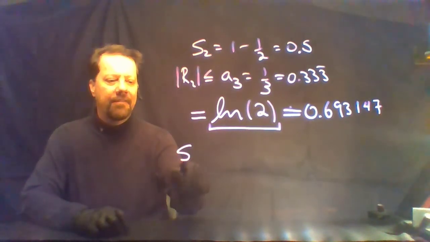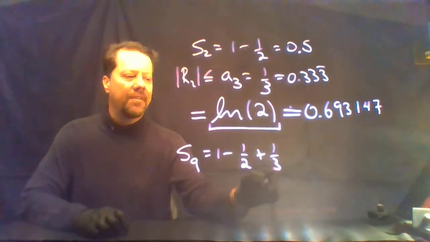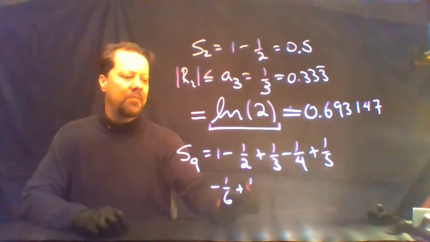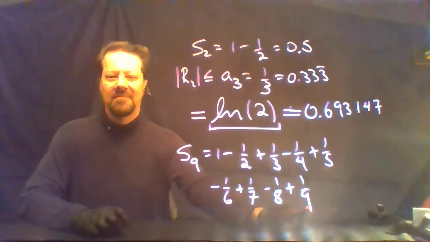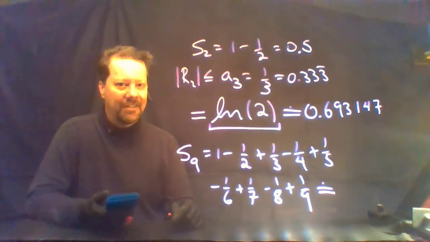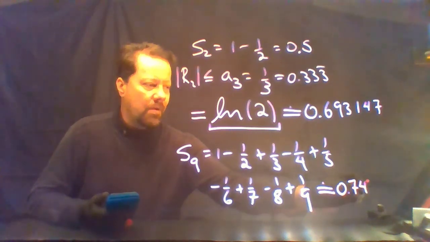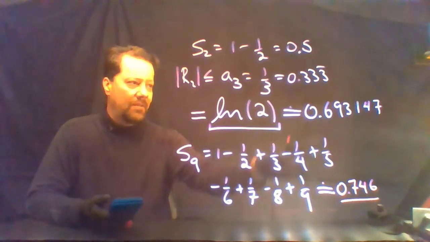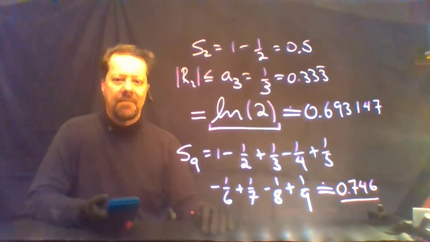Are we better off at S_9, which is 1 minus a half plus a third minus a fourth plus a fifth minus a sixth plus a seventh minus an eighth plus 1/9? That adds up, according to my calculator, to 0.746-ish. Still not very good, but we're closer. We're about 0.05 off from our actual value for the sum now.